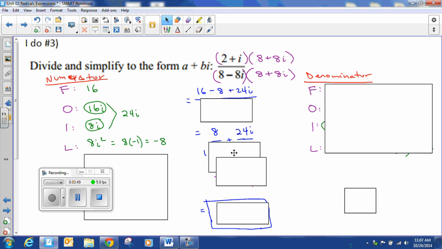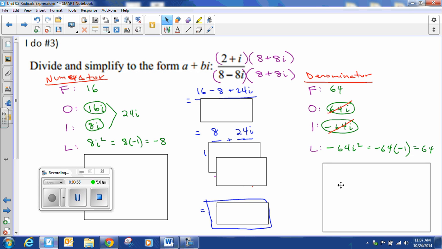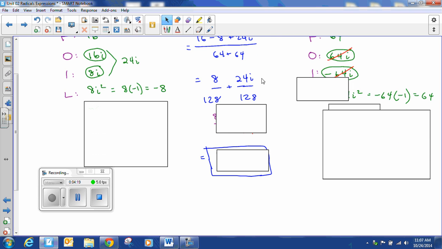So I'm going to keep the denominator hidden while we work this out. 8 times 8 is 64, negative 8i times positive 8i is negative 64i squared, which is negative 64 times negative 1, and a negative times a negative is a positive. The outer and inner terms cancel out. You don't even have to bother writing those down. And 64 plus 64, when we combine our products, we get 128. And that's how we got this expression here.